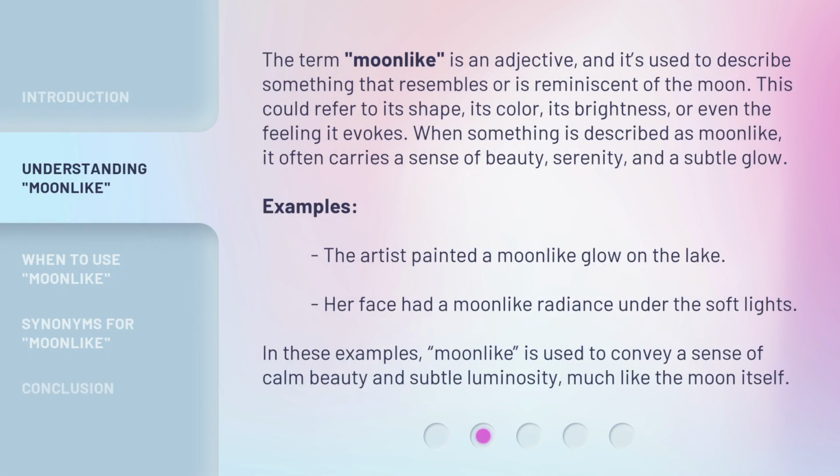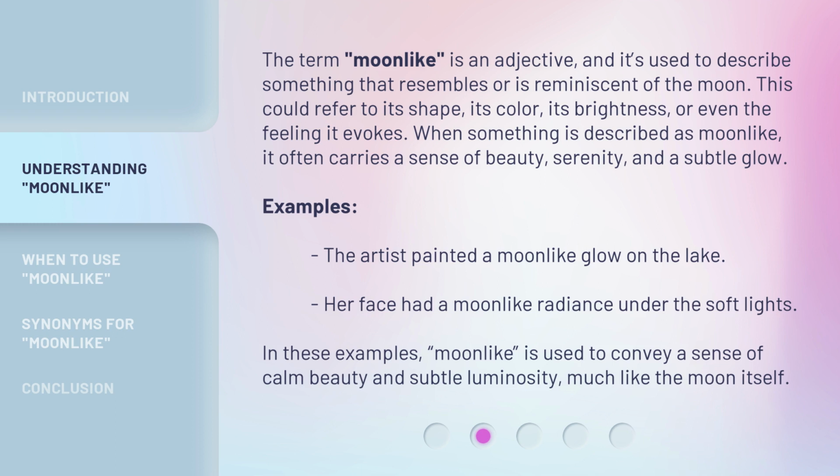The term moonlike is an adjective, and it's used to describe something that resembles or is reminiscent of the moon. This could refer to its shape, its color, its brightness, or even the feeling it evokes. When something is described as moonlike, it often carries a sense of beauty, serenity, and a subtle glow.